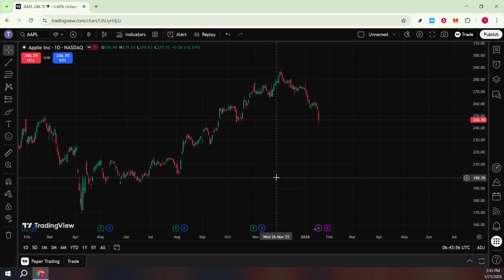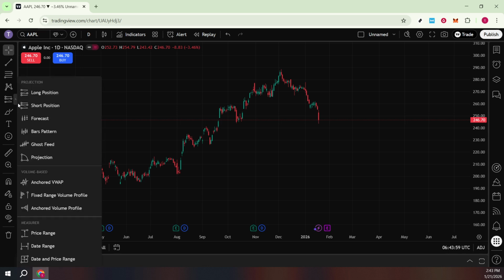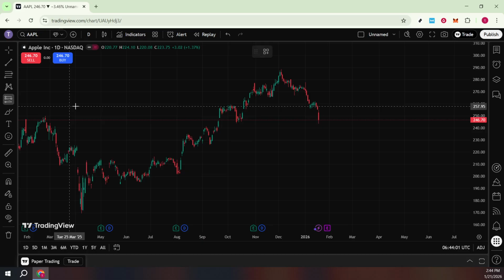On the left-hand toolbar, look for the prediction and measurement tools and select short position. This tool is designed specifically for short setups where you expect price to move down. Once selected, your cursor will be ready to place the position. Click once on the chart at your intended entry price.